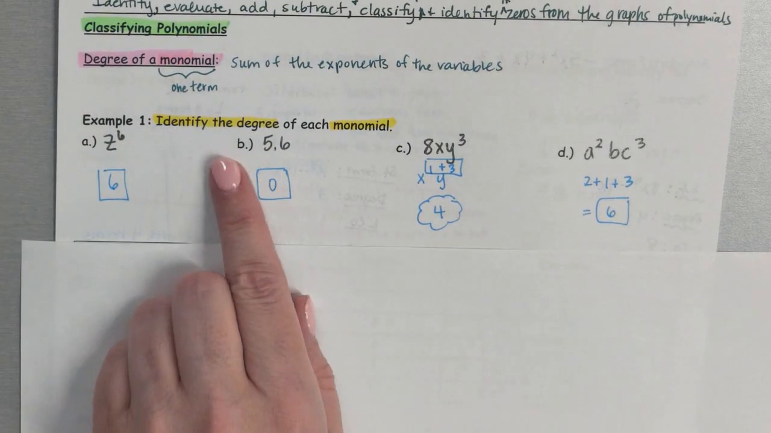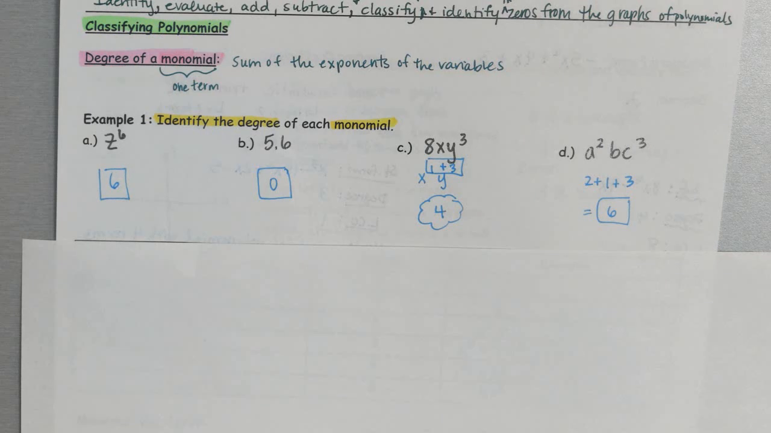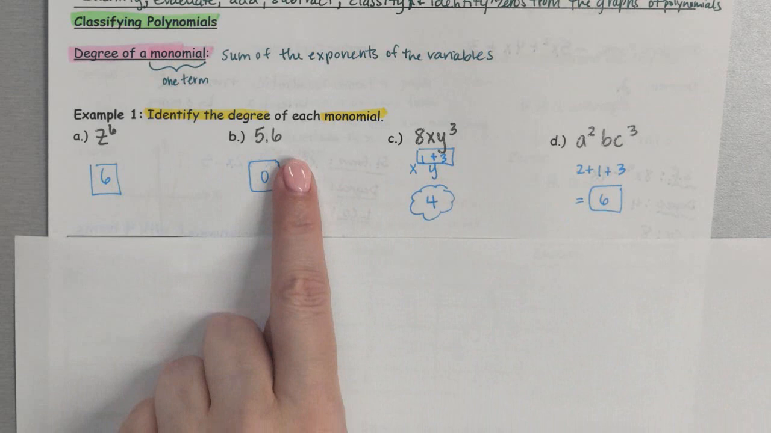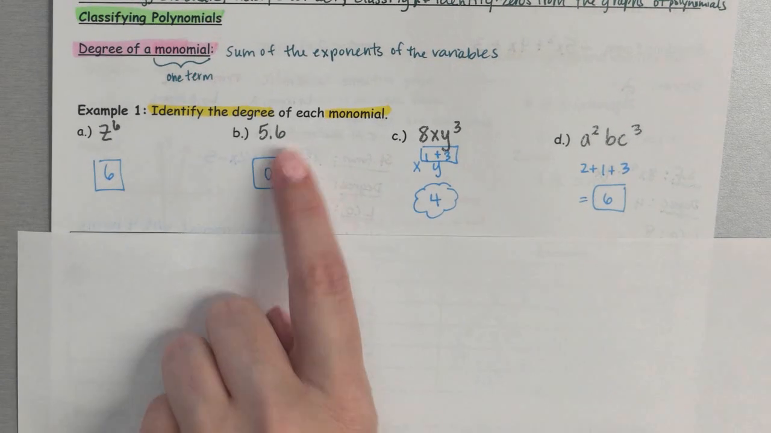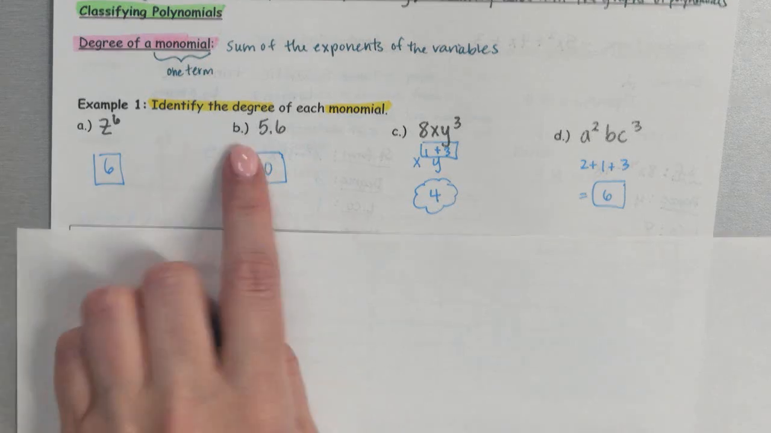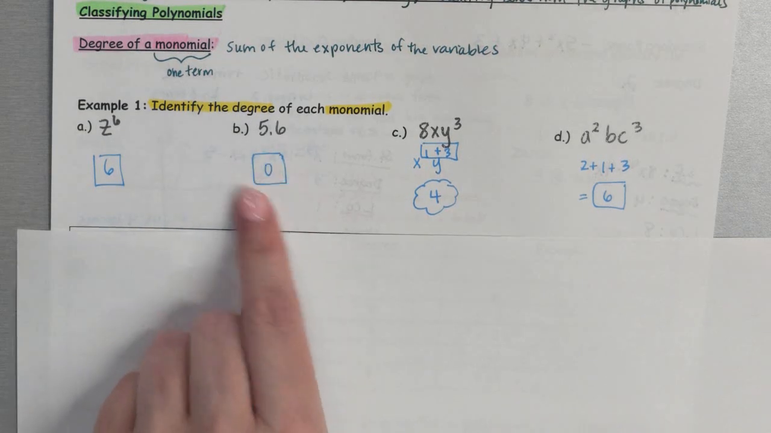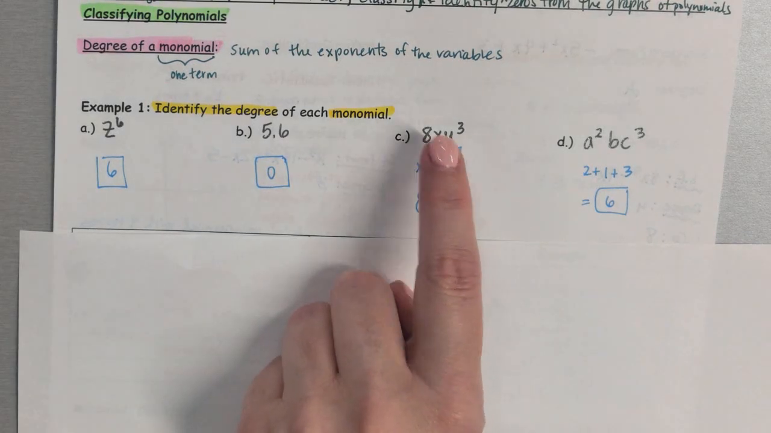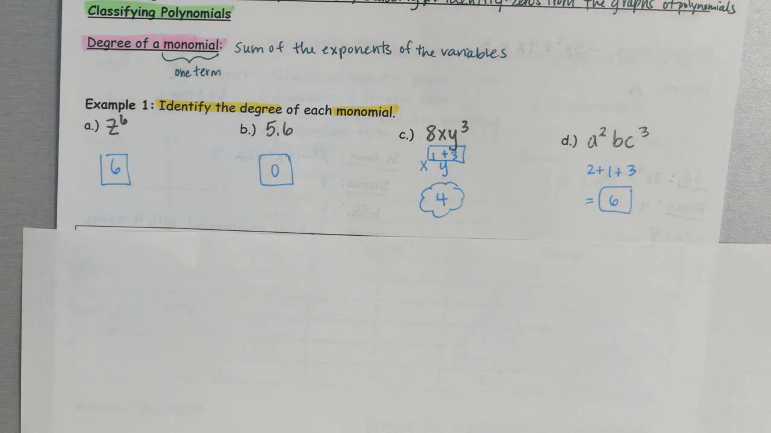Okay, so the sum of the exponents of the variables. So if there's no variable, that would be like x to the 0 power. So it would be 5.6 times x to the 0 power, which would be 1, and then 1 times 5.6 would be the 5.6. So anytime it is a constant, there's no variable, so the degree is going to be 0. Okay, and then if there is a variable but you don't see the exponent, it represents a 1.